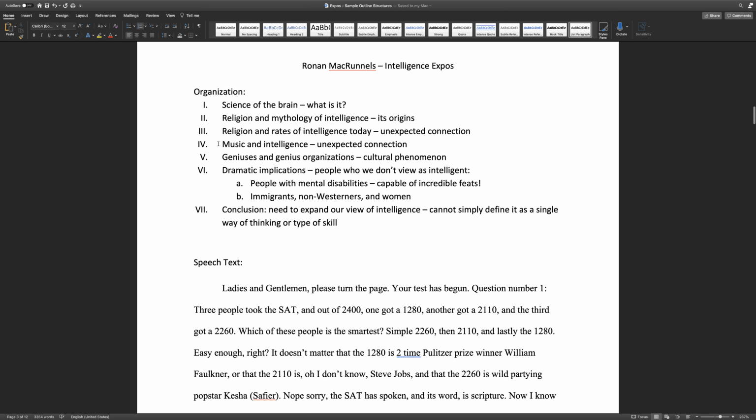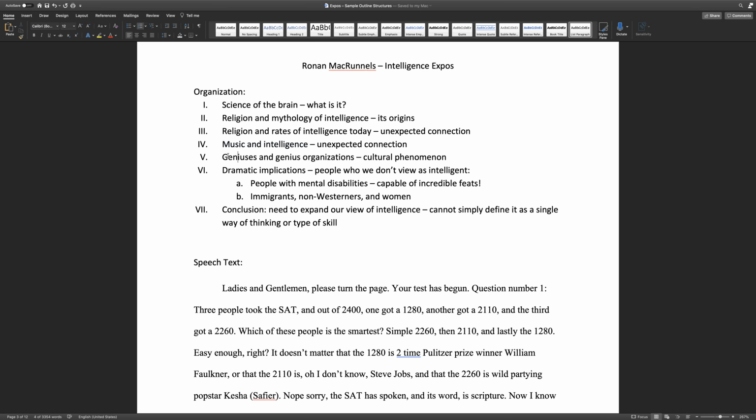Next, he goes to music and intelligence. Is listening to certain types of music, especially when you're young, correlated with better intelligence later in your life? So this is about generating unexpected connections between his topic and another area of culture, music, right?